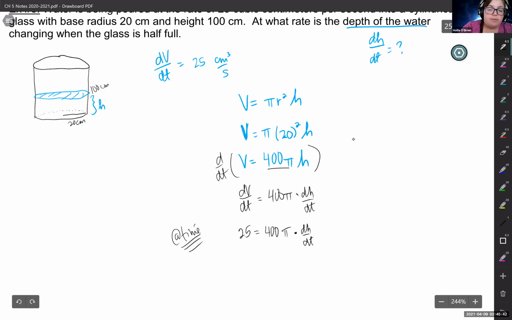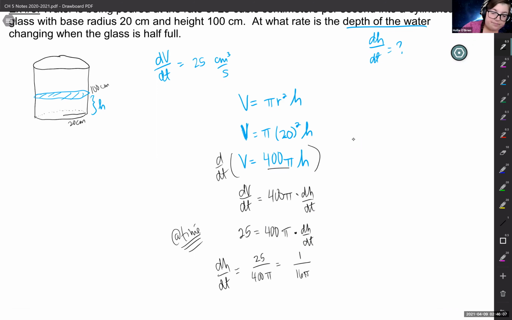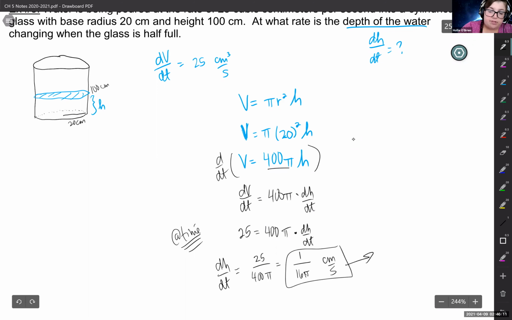So divide by 400 pi on both sides. dH dt, the rate of change of the height of the water, is 25 over 400 pi. We can do better than that. Divide by 25 on the top and bottom. How many quarters are in $4? 16. So 1 over 16 pi. Maybe that still is not very interesting. So you say 1 over 16 pi centimeters per second.